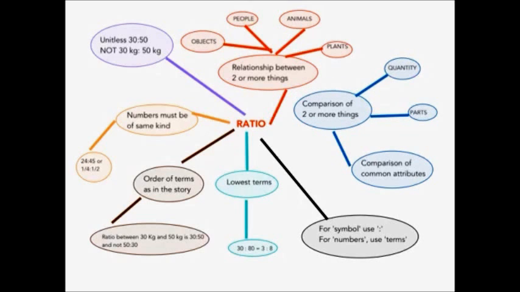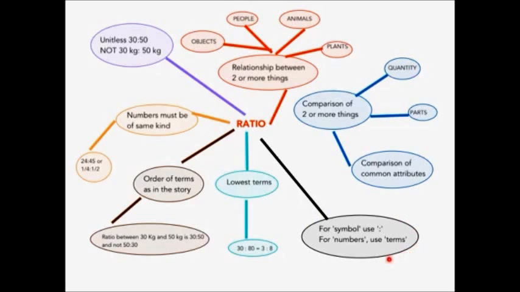However, this comparison can happen only if there is something common between the two things that you are comparing. You could compare the quantity owned by the two things, or you could compare the number of parts owned by the two things. Now that you know what a ratio is, it's also important to learn how to write a ratio.